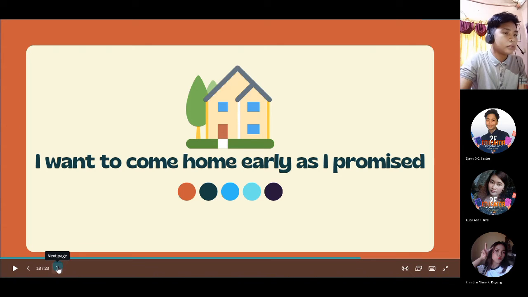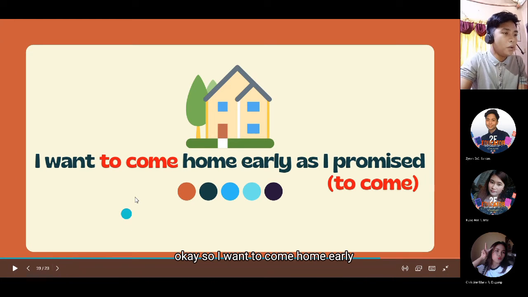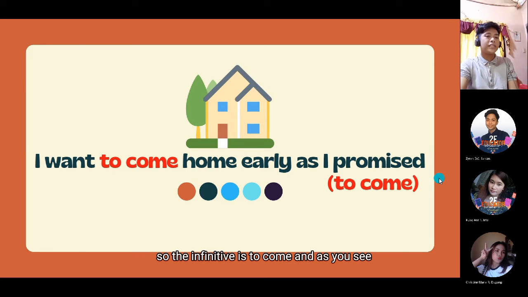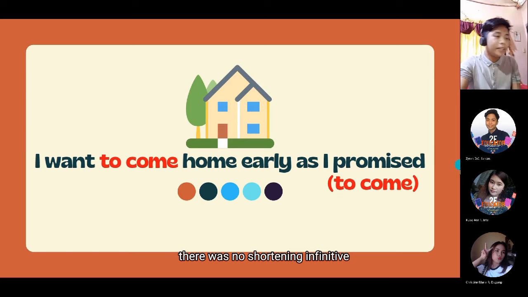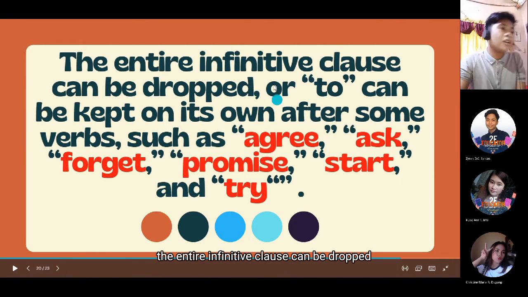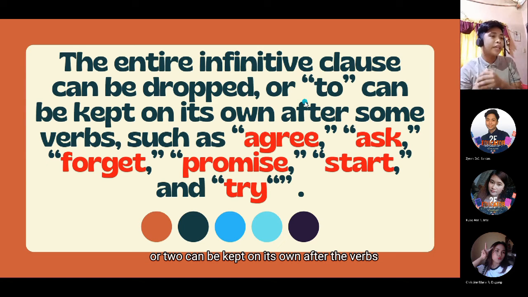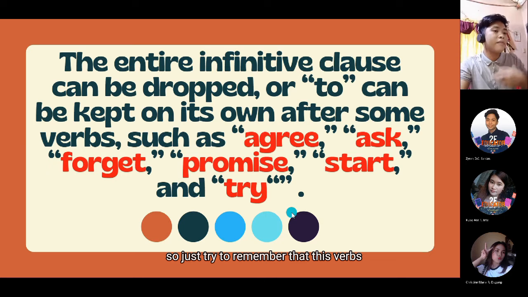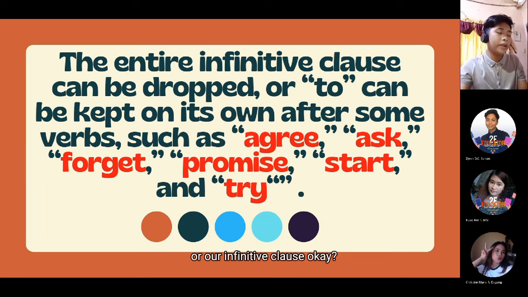Just for a moment. Okay, so I want to come home early as I promised. So the infinitive is to come, and as you see, there was no shortening infinitive at the end of the sentence. It's because the entire infinitive clause can be dropped, or to can be kept on its own after verbs such as agree, ask, forget, promise, start, and try. So just try to remember that with these verbs we can just drop our infinitive to or our infinitive clause. Okay.